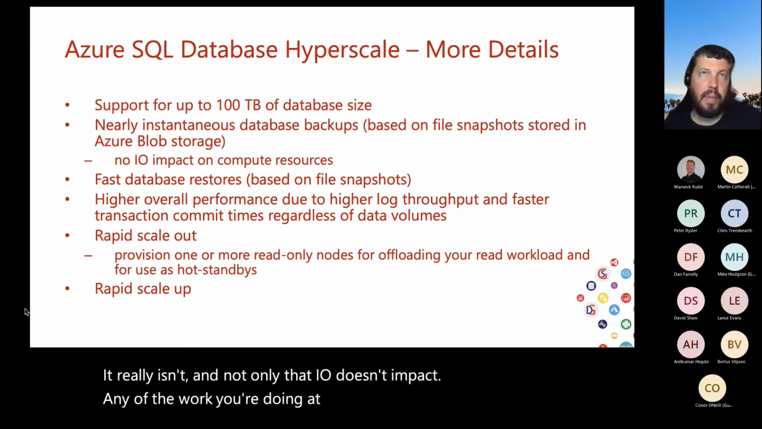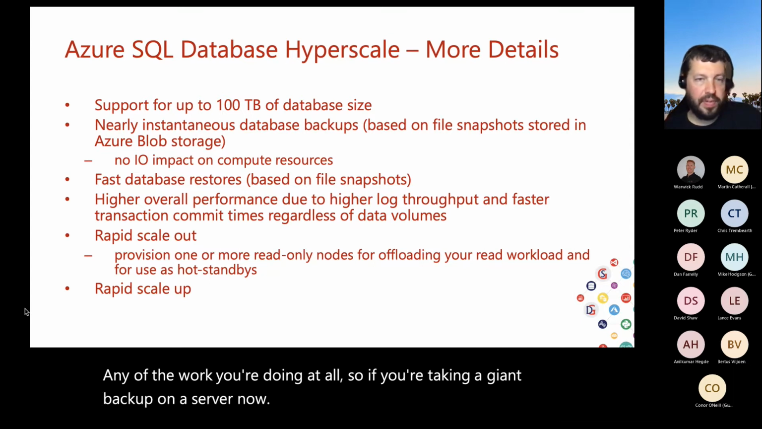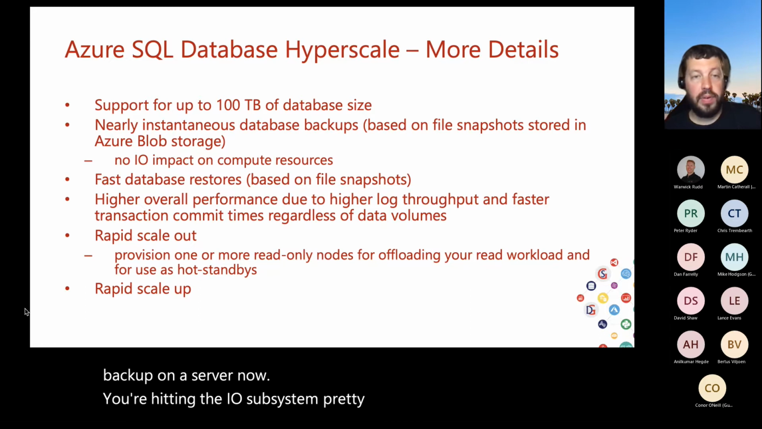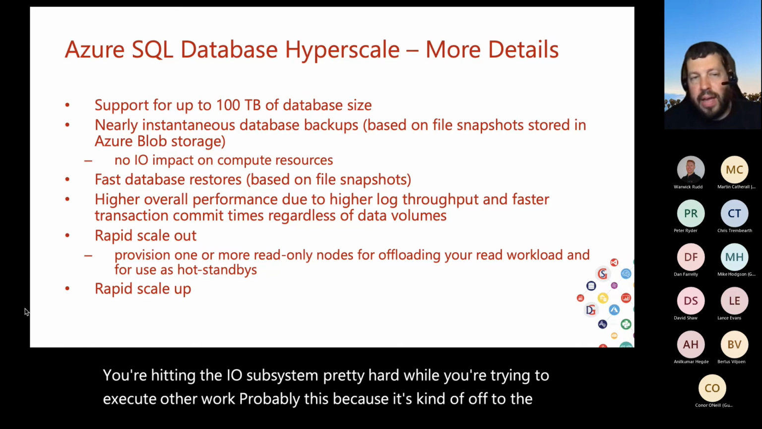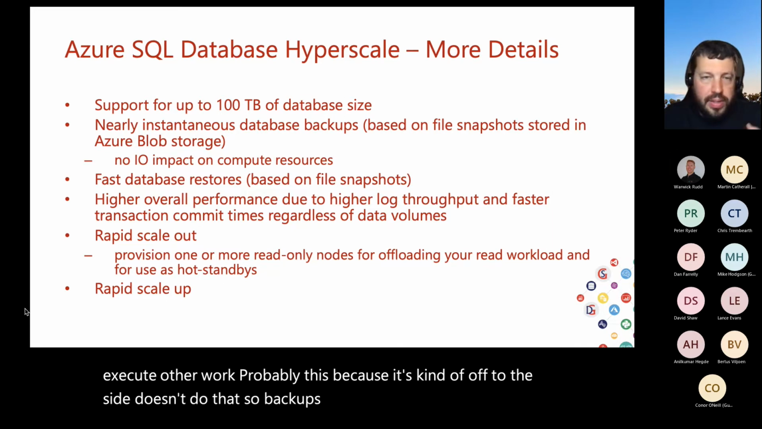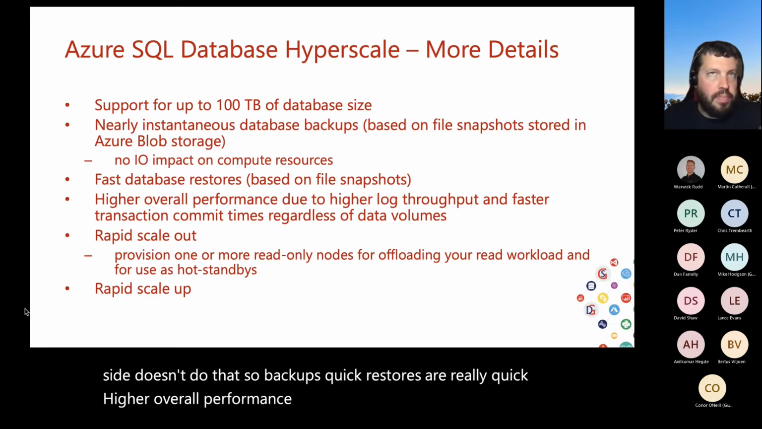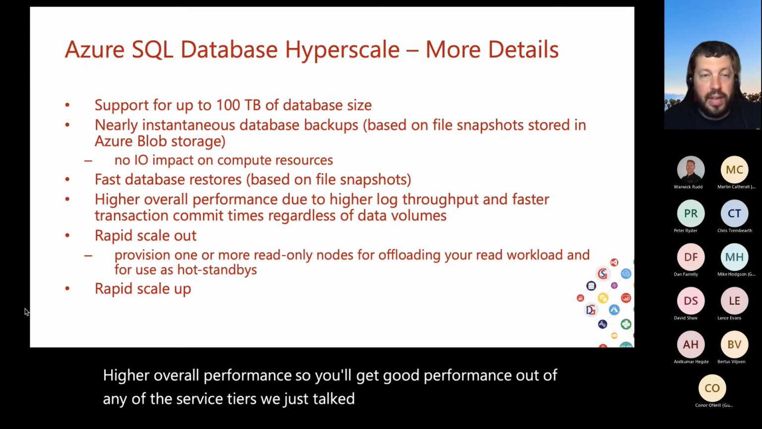So if you're taking a giant backup on a server now, you're hitting the IO subsystem pretty hard while you're trying to execute other work, probably. This, because it's kind of off to the side, doesn't do that. So backup's quick, restores are really quick, higher overall performance. So you'll get good performance out of any of the service tiers we just talked about, even basic.